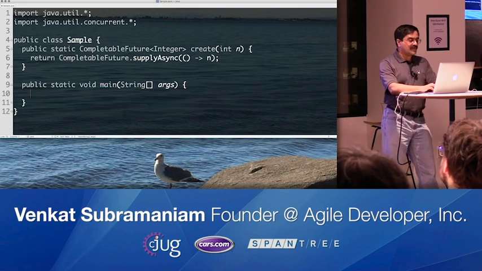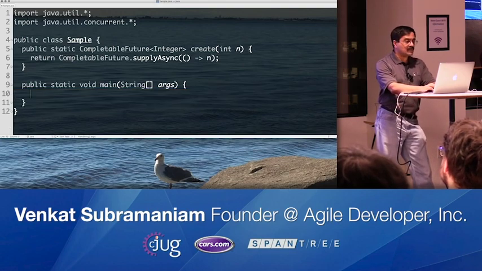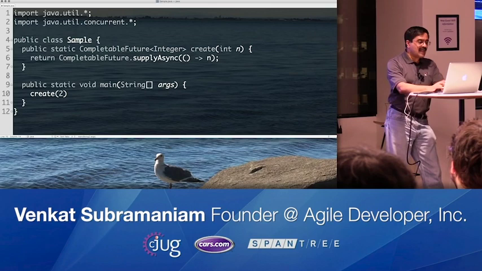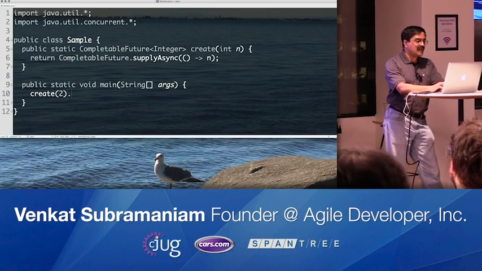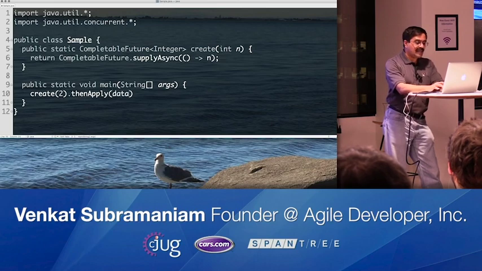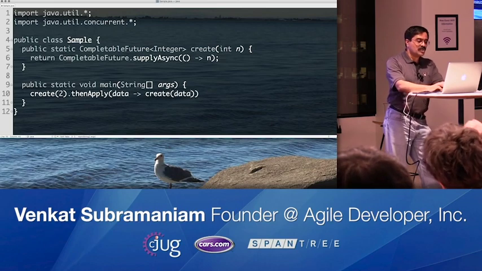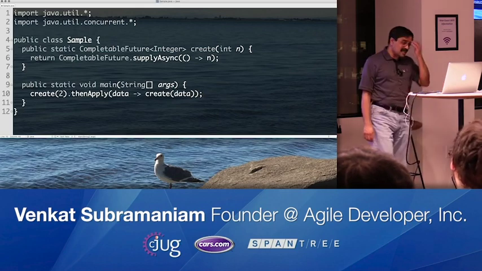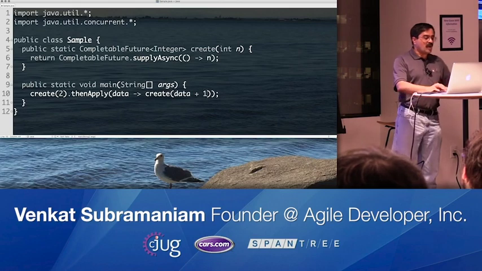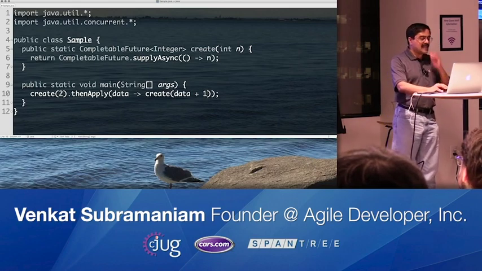What I want to do next is call the create function, and you know what that's going to do? It's going to return a 2, but I'm going to take this one and say thenApply. In this case, I take the data and pass it to createData. So what am I really doing? This is a little silly, maybe data plus 1, who cares? What would I do? So I call the create method and pass it data.